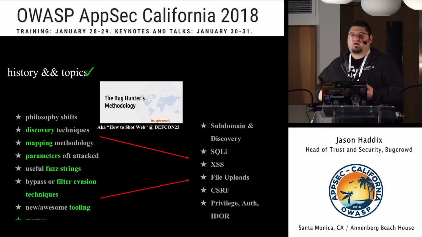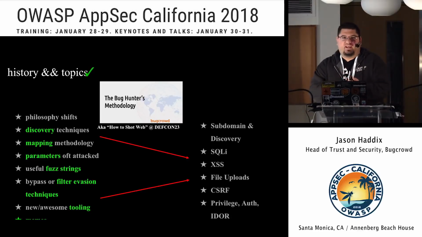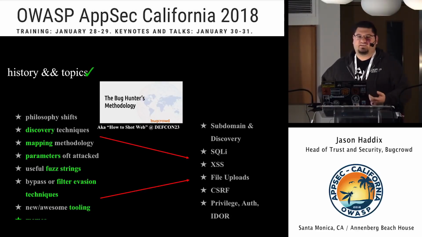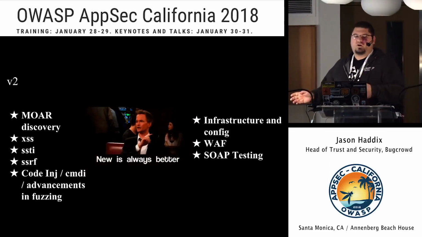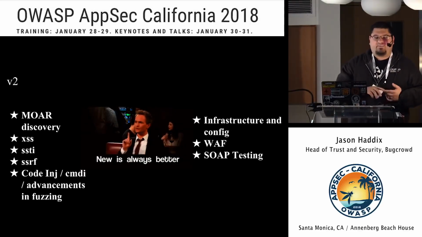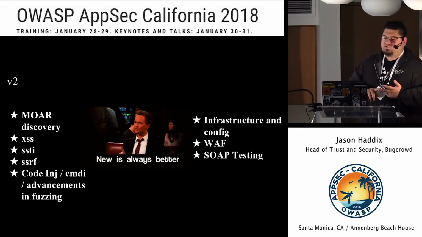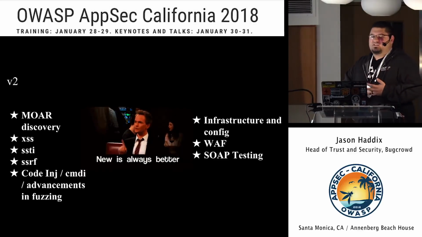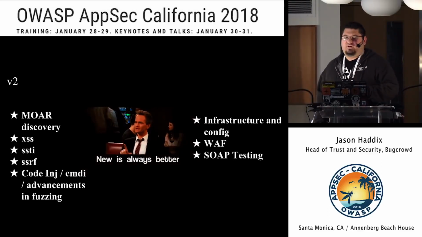The vulnerability classes I covered in the last presentation were things like SQL injection, cross-site scripting, file uploads, CSRF, and privilege issues. Some of those are going to be the same, and some of them have changed in the two years since I did this talk at DEF CON, so we're going to talk about some of those. In this year's, we're going to do a lot more discovery, and I'll talk about why that is. Advances in cross-site scripting, a new vulnerability-ish class called server-side template injection, server-side request forgery, some advances in code scanning for code injection, command injections, and general advances in web fuzzing, and then infrastructure and configuration.